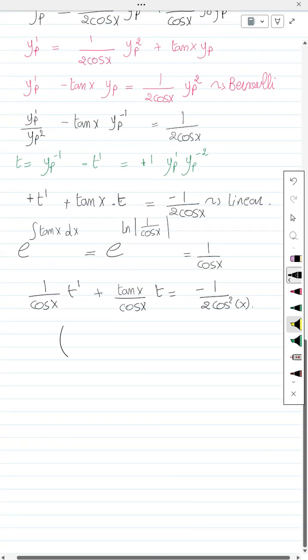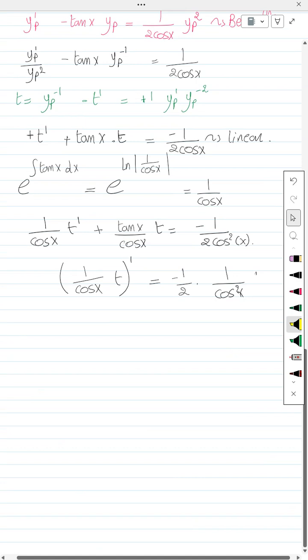So as you can see, this is the derivative of the product of two functions, which are 1 over cosine x and t. It's going to be equal to minus 1 over 2 times 1 over cosine squared x. By integrating both sides, we're going to get 1 over cosine x t is going to be equal to minus 1 over 2, and the integral of 1 over cosine squared is going to be tangent x, since when we take the derivative of tangent, we obtain 1 over cosine squared x.